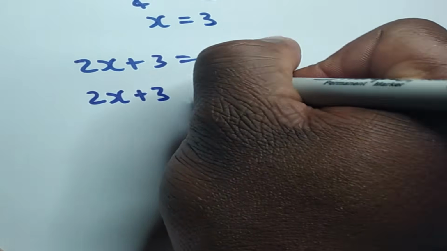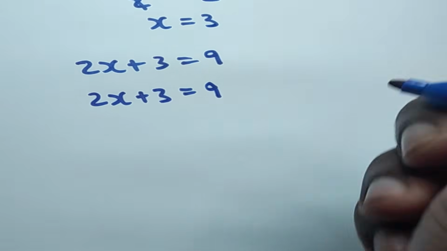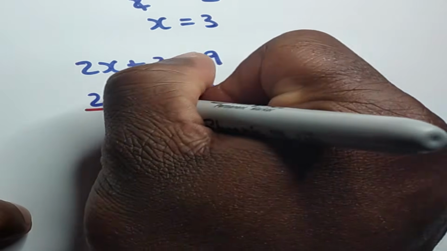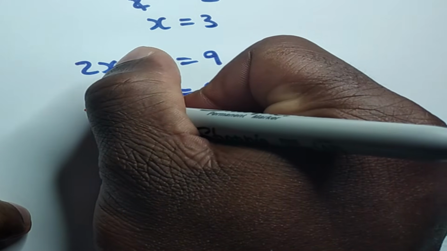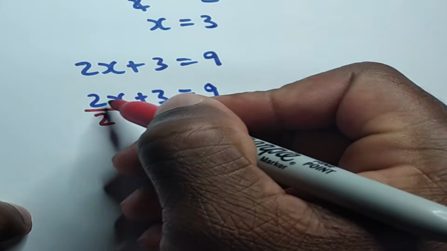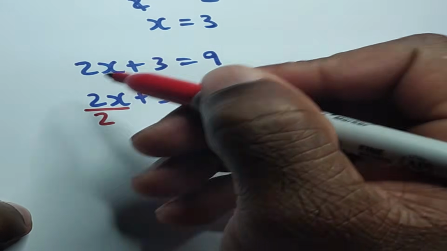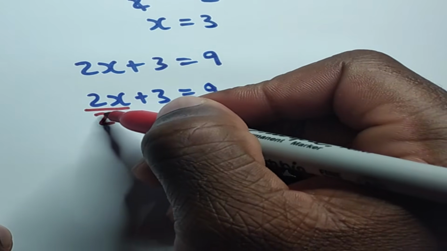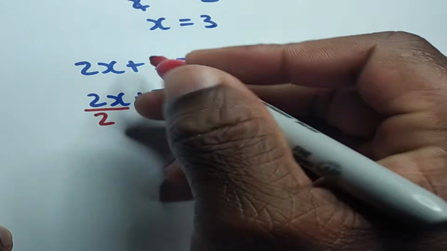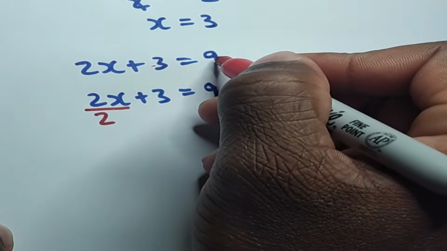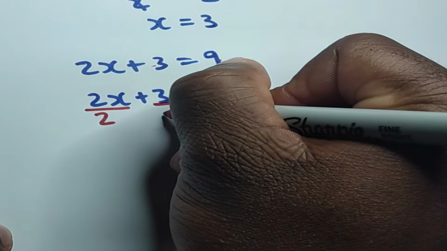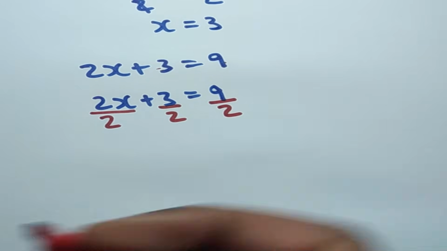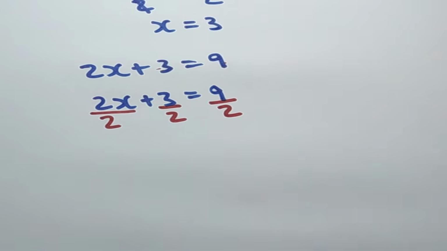Alright, so to remove the 2 first, I am required to divide each term by the 2. Because 2x is the same thing as 2 times x, I'm doing the opposite of that operation. But if I divide 2x by 2, I'll also have to divide each term by 2. So 3 is a term, 9 is a term. So I divide the 3 by 2 and the 9 by 2 as well. So that's the first step.